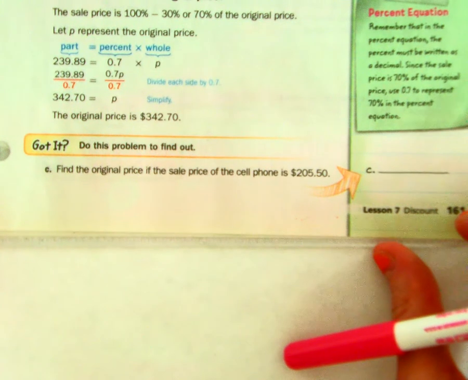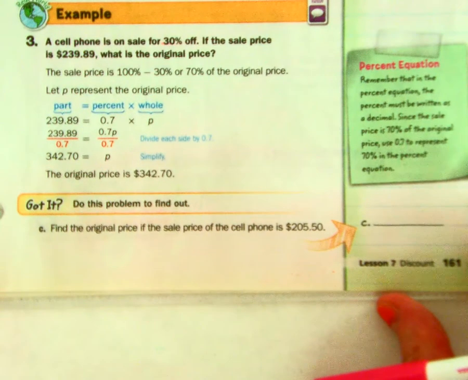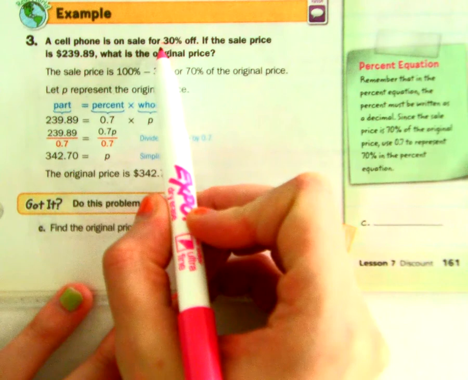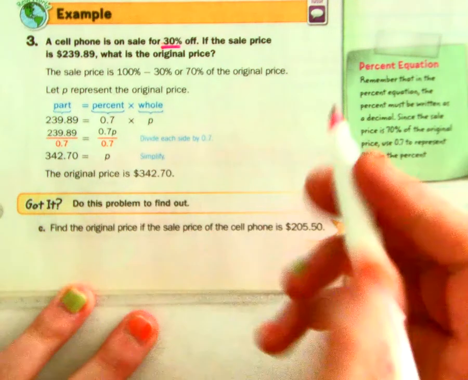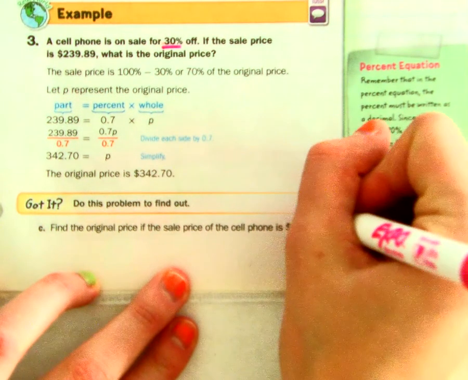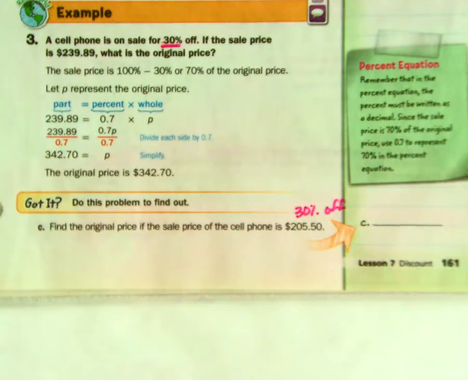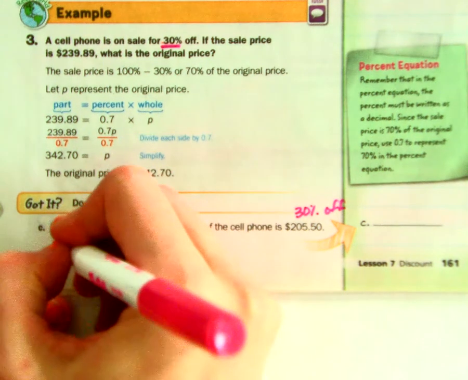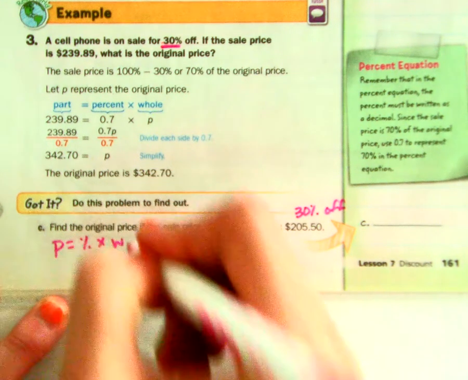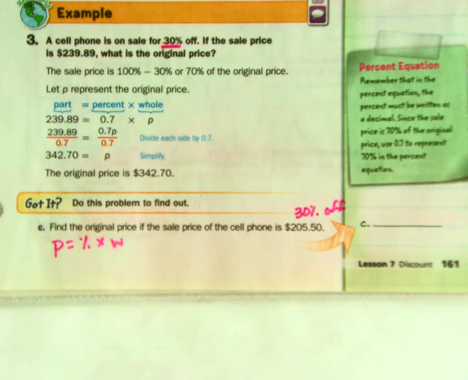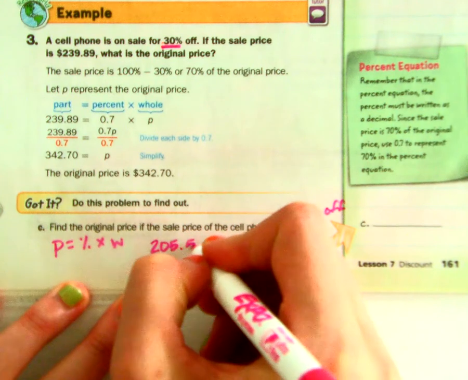Okay, example C. It says find the original price if the sale price of a cell phone is $205.50. Okay, so it tells us up here in the example that the cell phone is on sale for 30% off. So we have 30% off, and the sale price is $205.50. So when we go to find an original price, we're going to use our percent equation. And our percent equation was part equals percent times whole. Okay, again, I'm going to fill in the pieces that I know. So the $205.50, that's the sale price, so that would be part of our original price. So we know the part is $205.50.